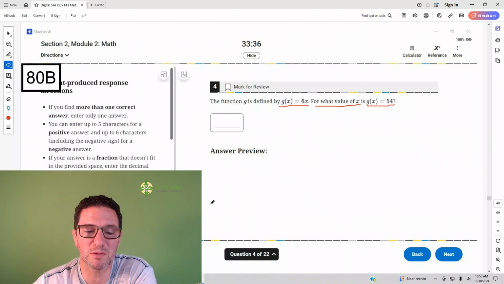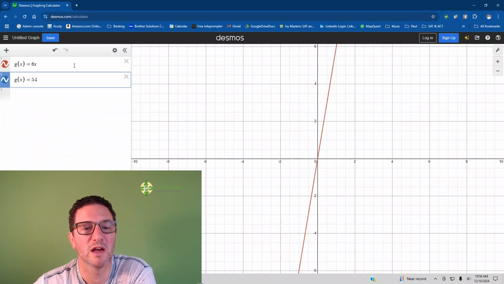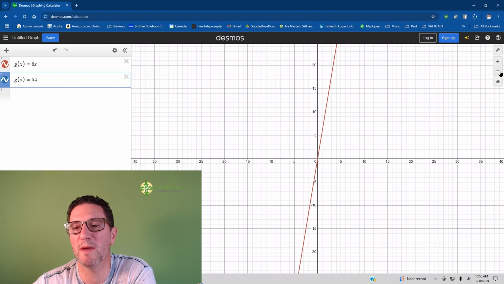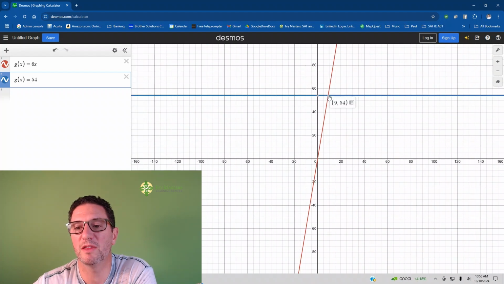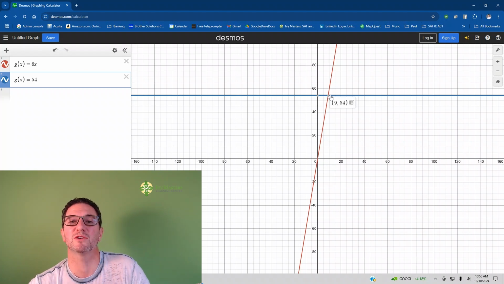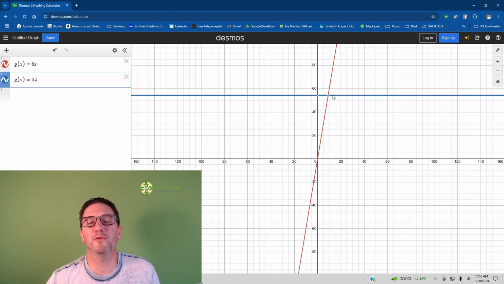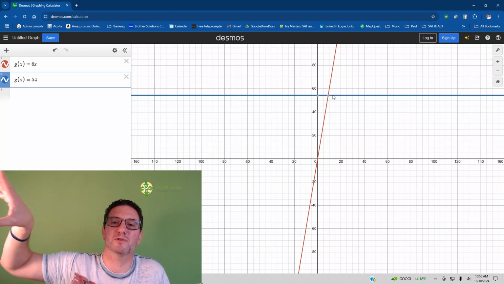Easiest thing to do here, just plug them both into Desmos, and then you only see one line. So you got to zoom out until you see the other line. And the solution to a system of equations is always the intersection point, and ask for the x. 9 is your answer.